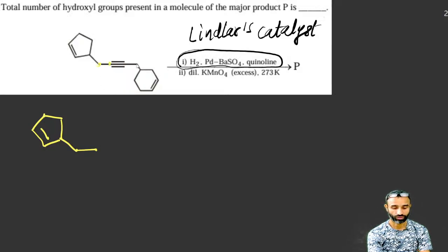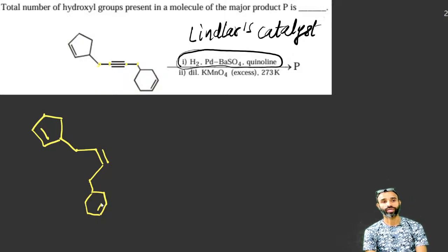So this is now a double bond. It should be like this. Got it? The double bond should be in cis geometry.